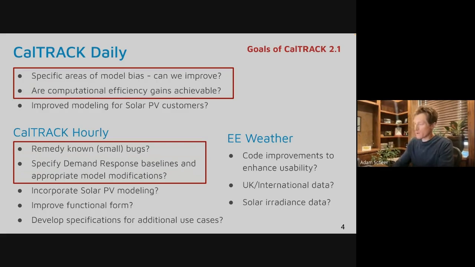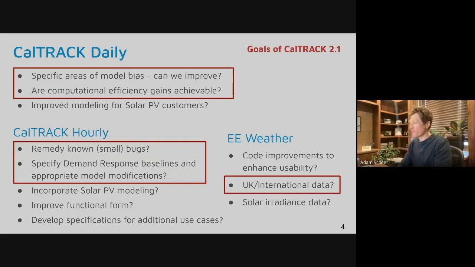And so we had also identified EE weather as a source of potential improvement. And one of the topics that we had identified was the need to extend EE weather beyond the United States and to get to the United Kingdom or further sources of international data, and what we might find in that realm as we look to extend EE weather.